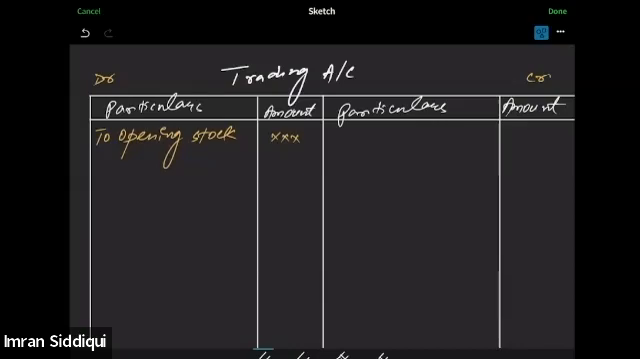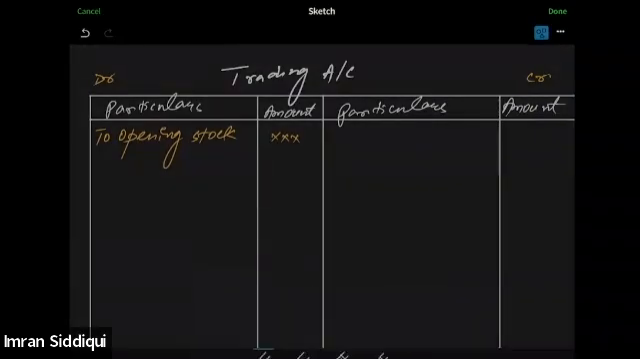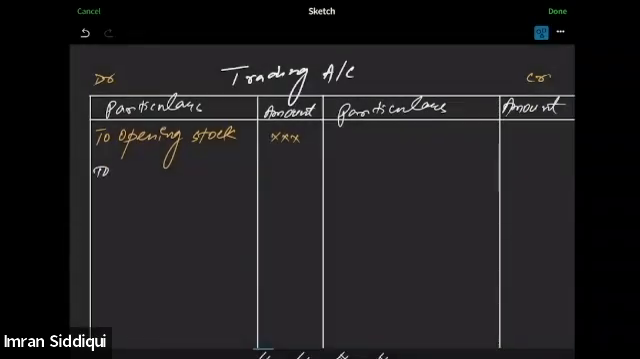and then, if you have purchased more raw material, it will also be reflected on the debit side of the trading account by the name of purchases. But purchases are always shown in the trading account after subtracting the purchase return.